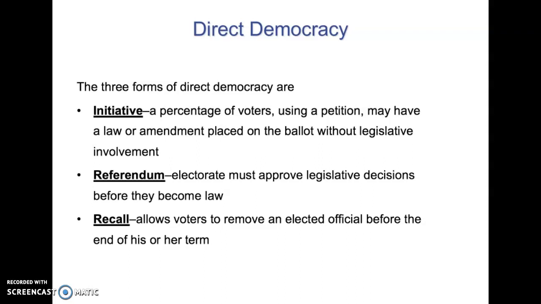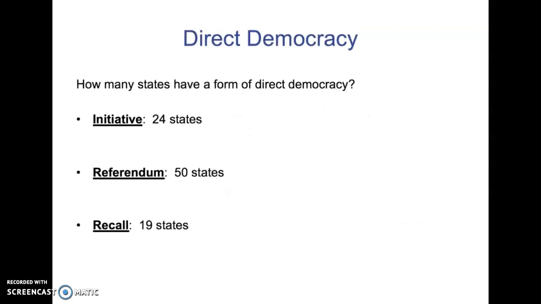A referendum takes place in the legislature before they give it to the public to vote on it, and a recall allows voters to remove an elected official before the end of his or her term. About 24 states have an initiative process. Every state has a referendum, and only about 19 states and the District of Columbia have a recall.